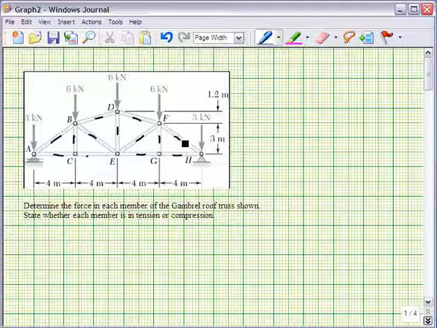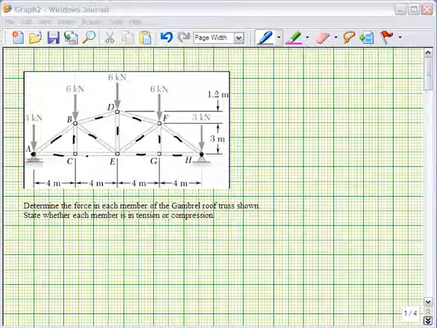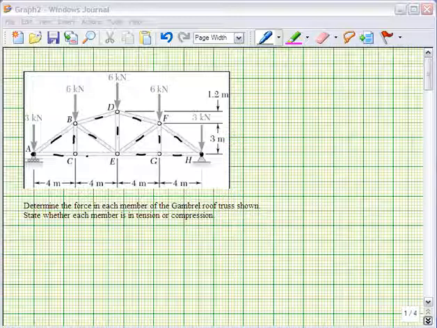The process is the following. We first find the reaction forces at the points A and H. That's A, that's H. Then we'll go joint by joint and draw the free body diagram of each joint. As soon as we have the free body diagram at each joint, we will be able to use Newton's laws and the equations of equilibrium to find out what the forces in each of the bars are. This is a very tedious but a very straightforward procedure, so I want you to follow.